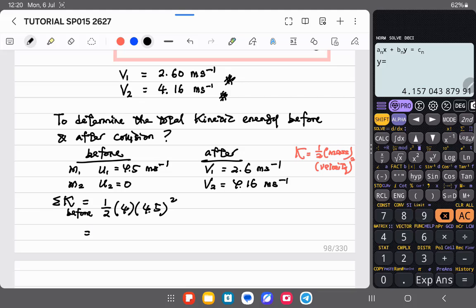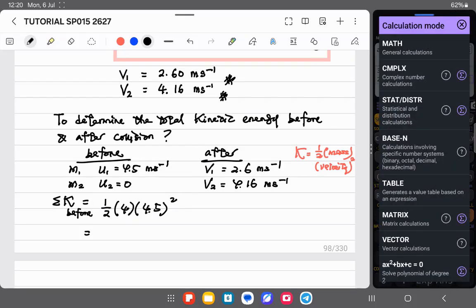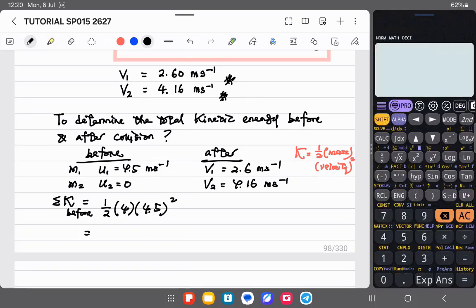So the total kinetic energy before collision will be, back to mode mathematics, general calculation, 0.5 times 4 times 4.5 times 4.5. So I get 40.5 joule. Then I calculate the total kinetic energy after collision.